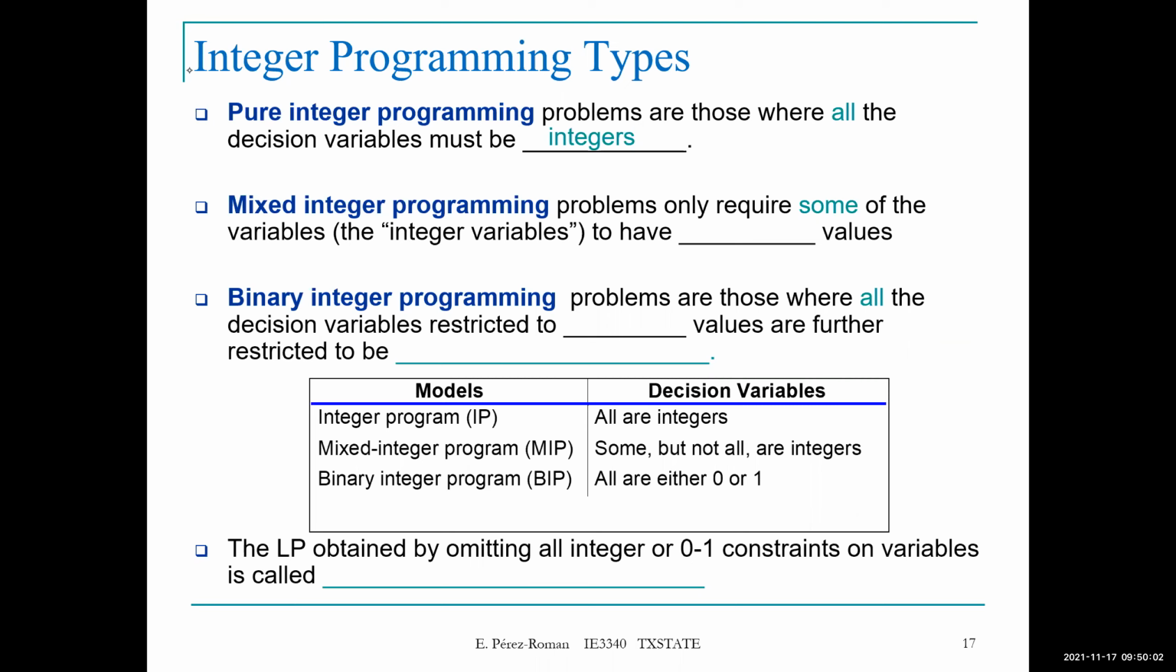So mixed integer programming is another type. In pure integer programming, all decision variables are integer. Mixed integer programming problems only require some of the variables to have integer values, so you can have a combination of integer and continuous, or fractional, decision variables. And then binary integer programming problems are those where all the decision variables are restricted to integer values and further restricted to be binary, 0 or 1.